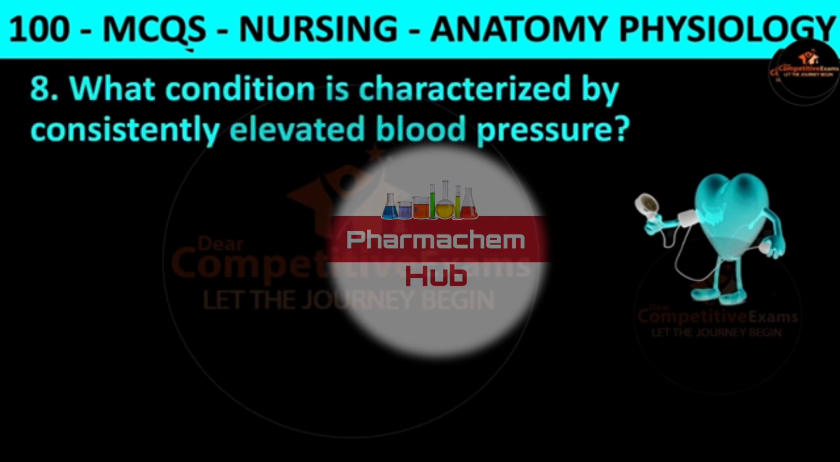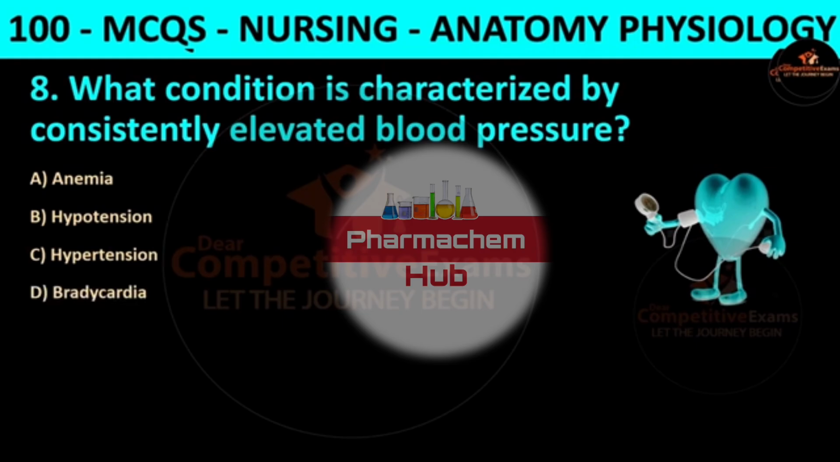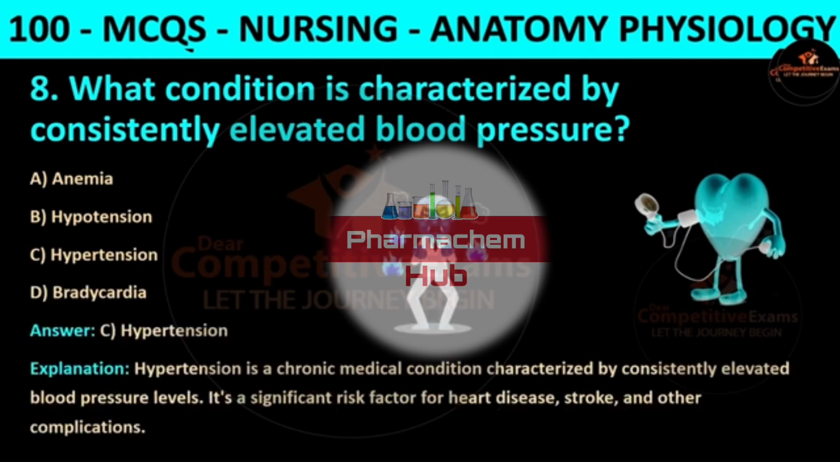Question number 8. What condition is characterized by consistently elevated blood pressure? The options are anemia, hypotension, hypertension, or bradycardia. The correct answer is C, that is hypertension. Hypertension is a chronic medical condition characterized by consistently elevated blood pressure levels. It is a significant risk factor for heart disease, stroke, and other complications.